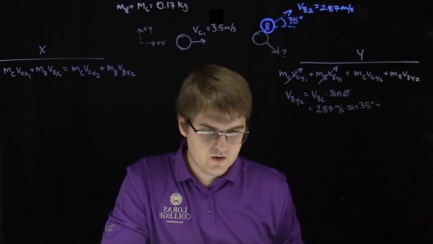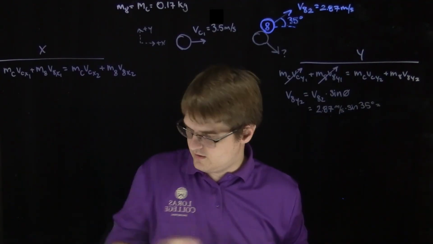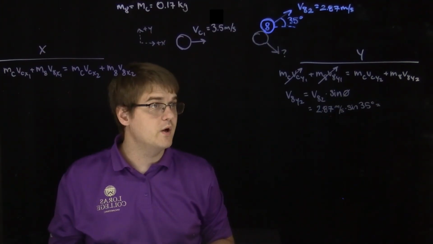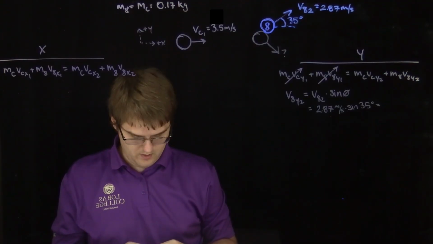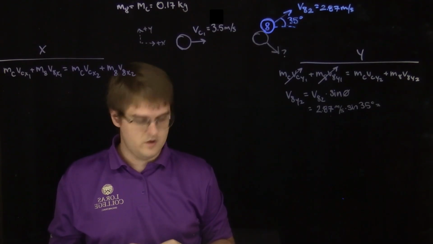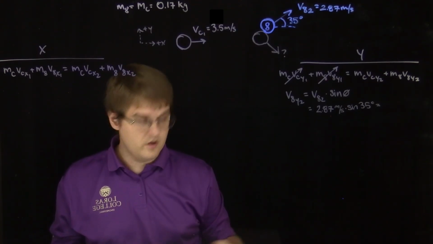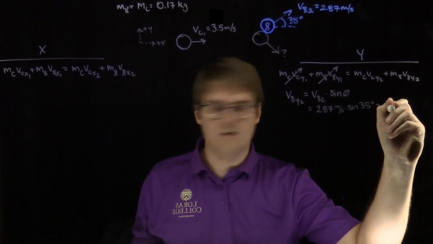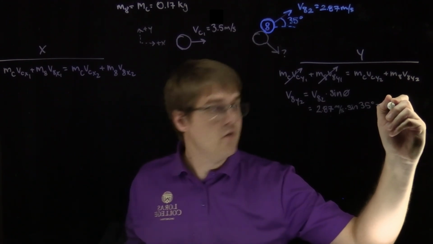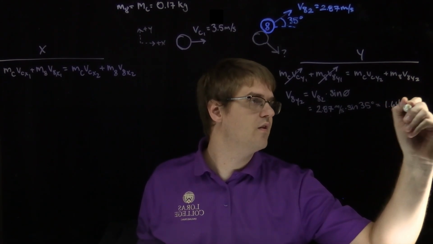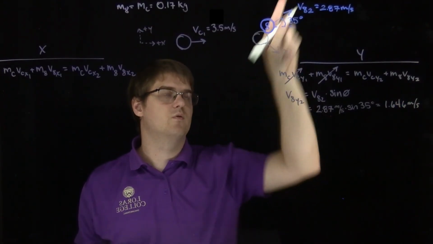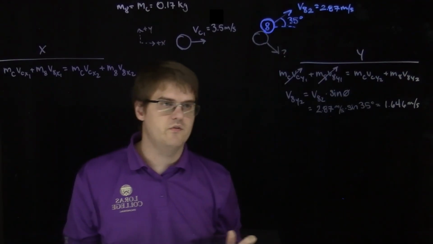which is something I did not actually plug in. I plugged it all in as one big equation, so give me a second. 2.87 times the sine of 35. I get a value of 1.646 meters per second, and that is positive because we're going up. We said up was positive.